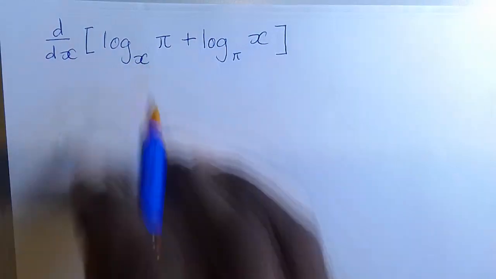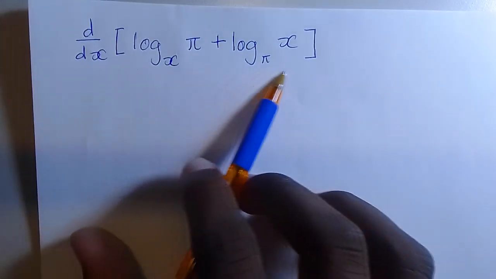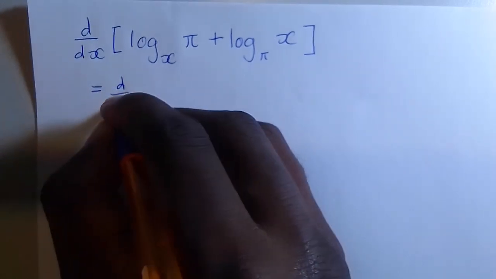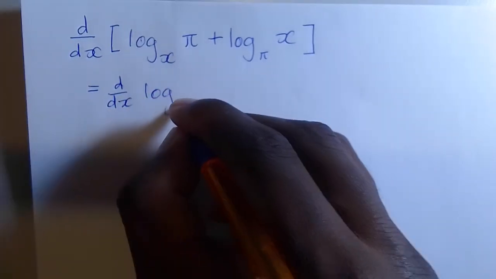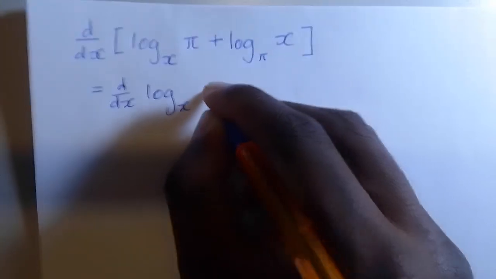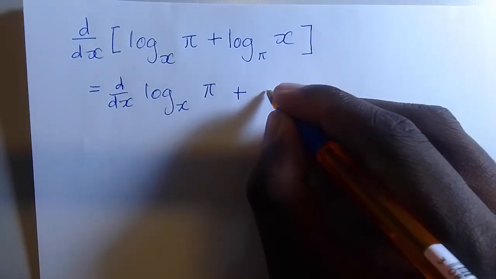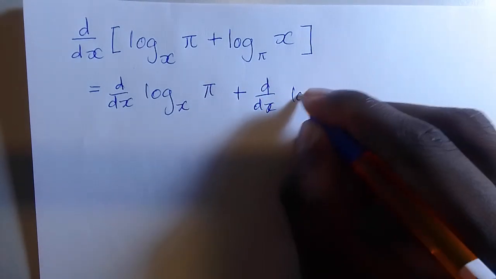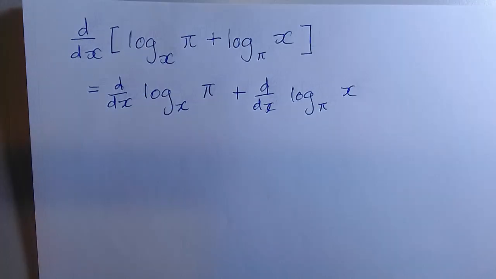Let's differentiate this. So the first thing you have to do here is realize that you will find the derivative of log base x of pi alone and add it to the derivative of log base pi of x alone.